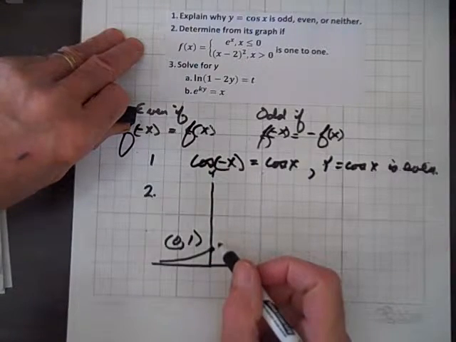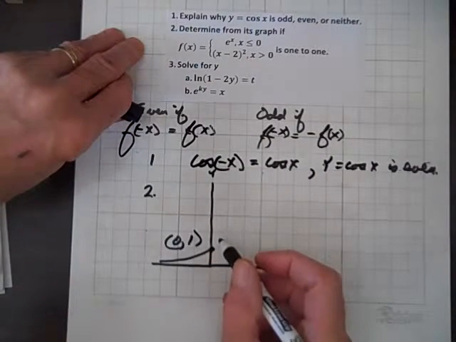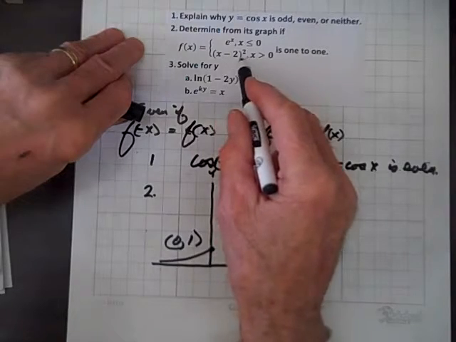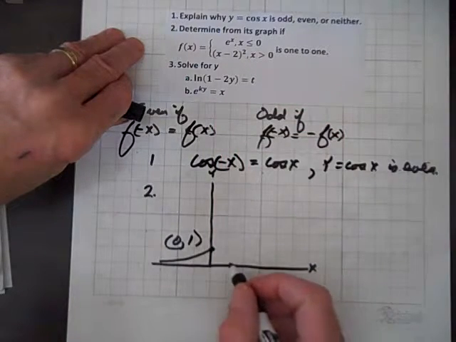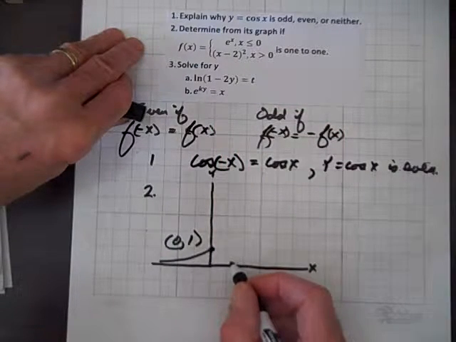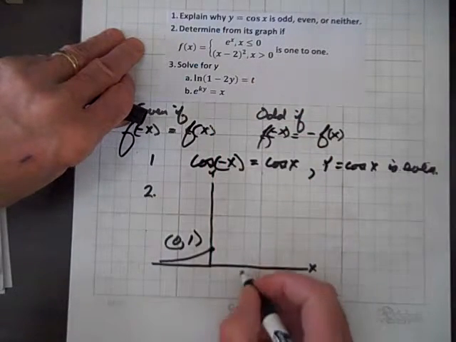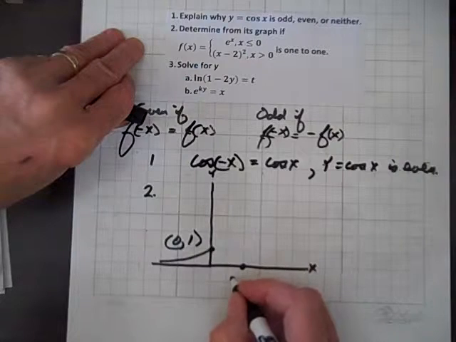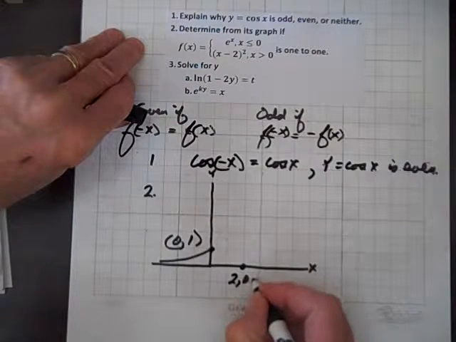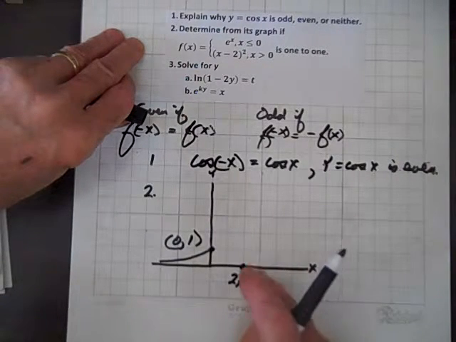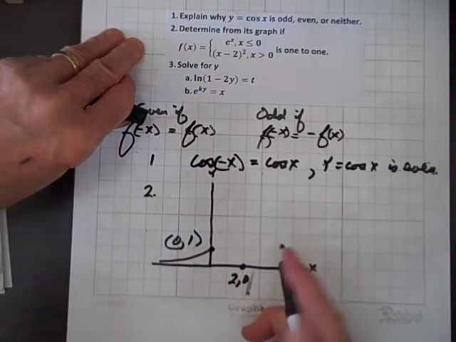Now, for the second piece, x minus 2 quantities squared. If f of x equals x minus 2 quantities squared, then the value of x that takes that to 0 is 2. It occurs at 2, 0.